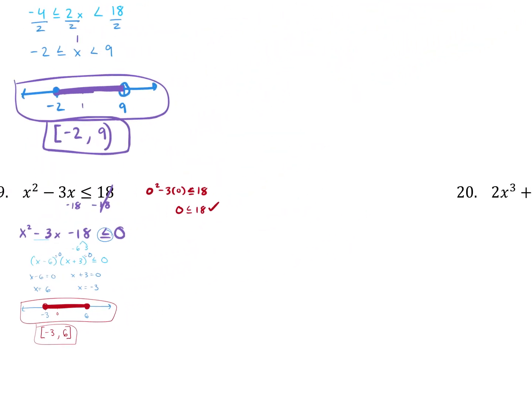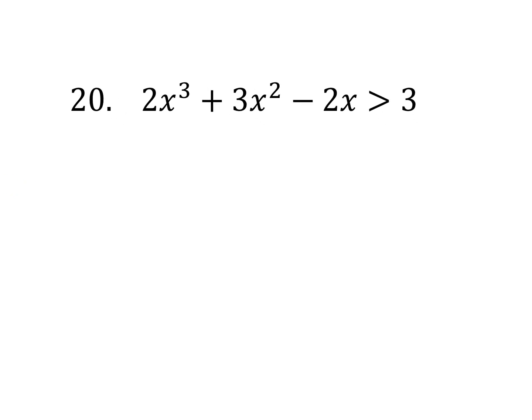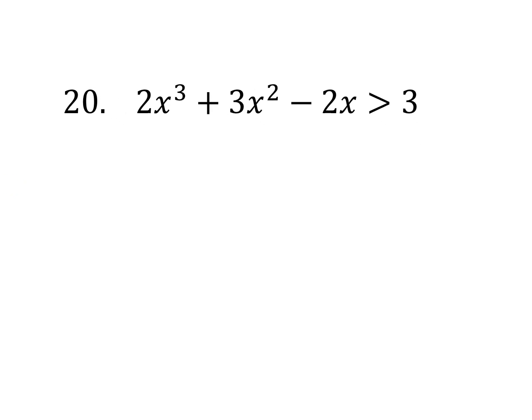All right, let's also do 20. What should I do first for 20? If we know that we have to factor, what do we need to do? Not yet. Subtract 3. We have to move everything to one side first. So we have 2x cubed plus 3x squared minus 2x minus 3 is greater than 0. Now we have 4 terms.